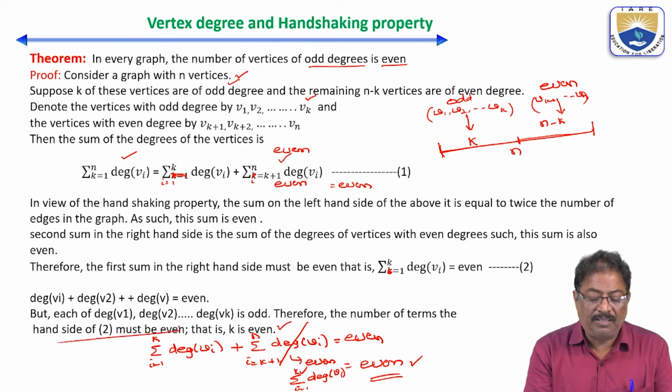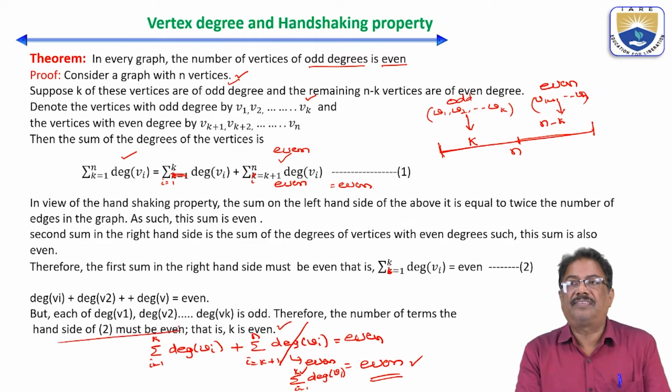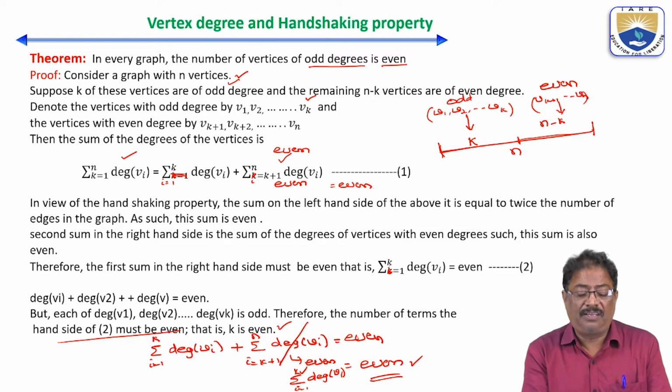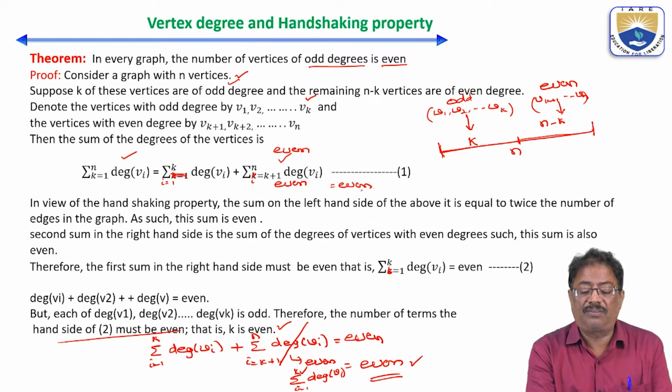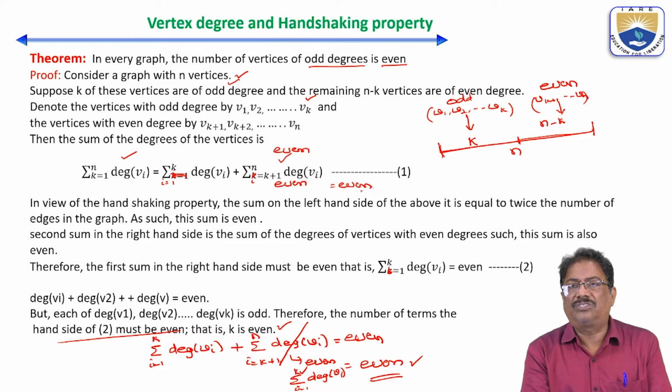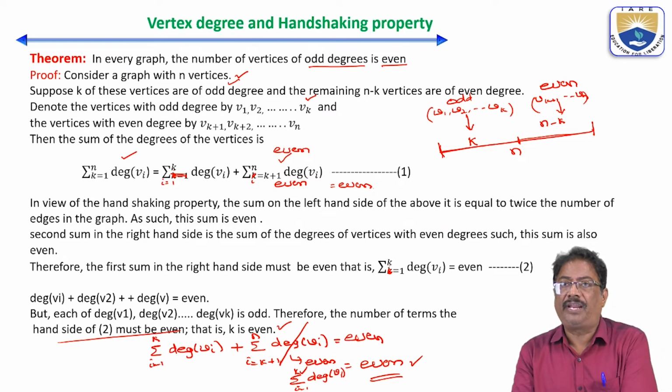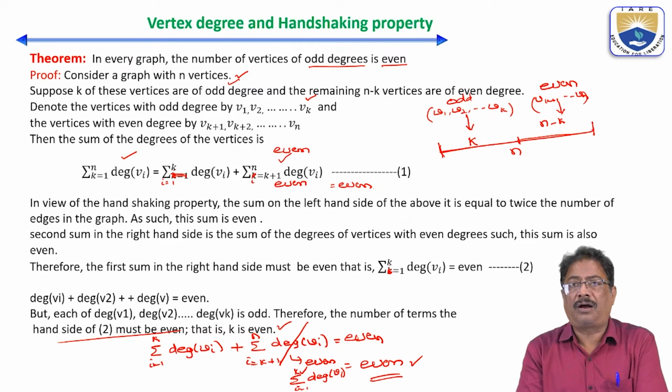So the proof of this is the same. In this way we are going to explain the proof of this. In every graph, the number of odd degree vertices is even. Some of the degrees of vertices are even, so we are going to separate the vertices of odd degree and the vertices of even degree. I am taking the odd degree vertices as 1 to k, and the remaining vertices have even degrees.